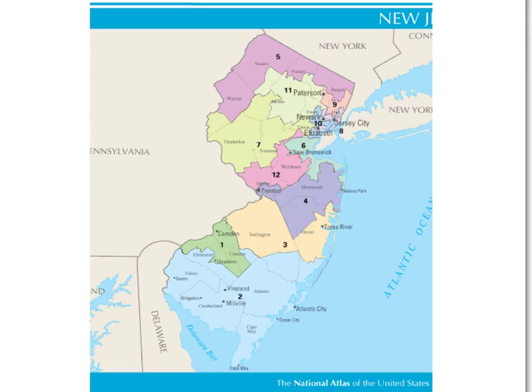To understand this more clearly, let's look at a map of congressional districts inside New Jersey. Right now, New Jersey has 12 congressional districts. That is to say that there are 12 members of the U.S. House of Representatives representing New Jersey, and one of them is elected by this district right here. Another member of Congress is elected by this district right here. Yet another member of Congress is elected by this district right here, which includes New Brunswick, where we are.